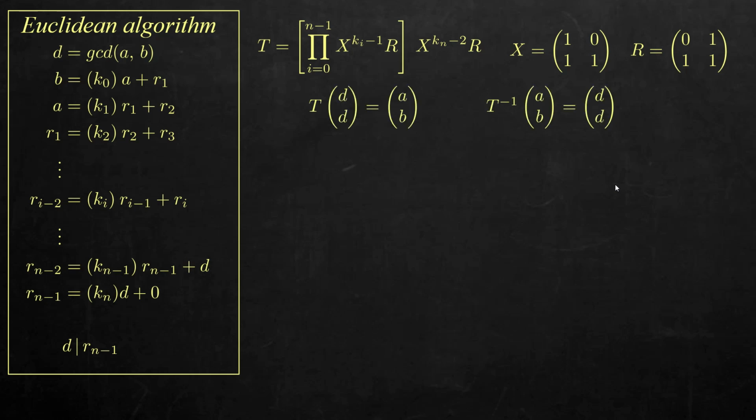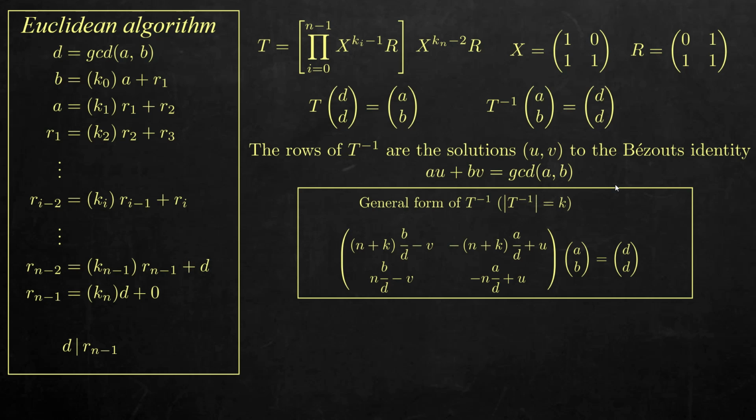The total transformation will map a square of side D to the rectangle A times B, and is the product of the transformations from each step. The inverse transformation maps the rectangle A times B back to the unit square. The rows of the inverse transformation matrix correspond to the solution of Bézout's identity: Au + Bv is equal to the GCD of A and B.